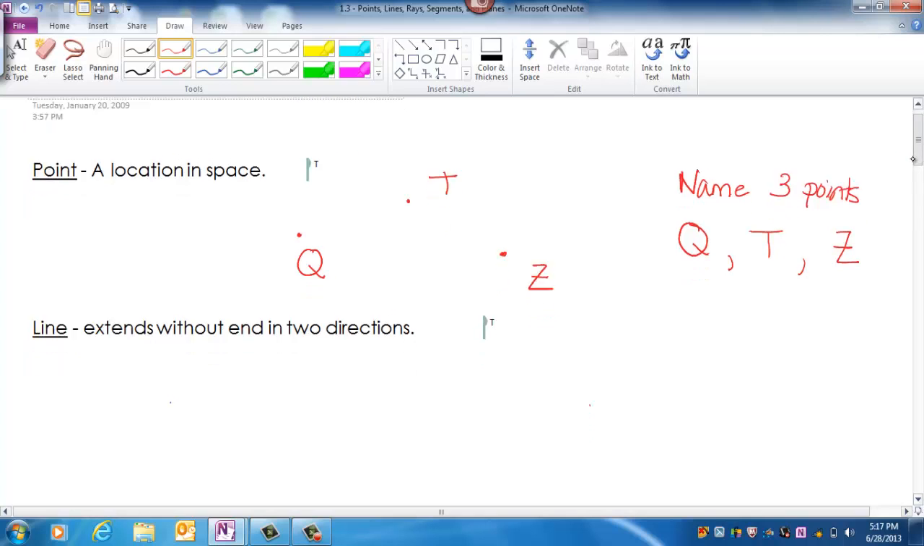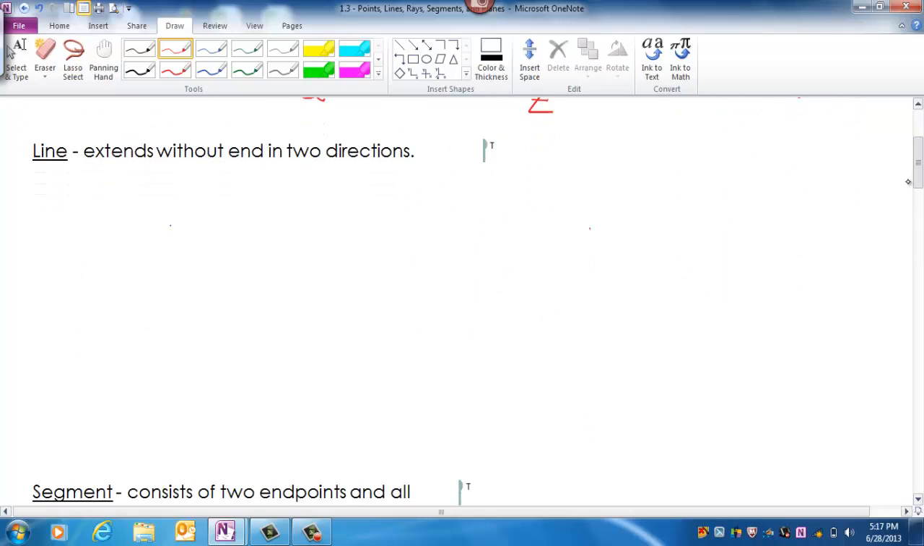The next definition is a line. And I think everybody knows what a line looks like. So we could just draw a line on this paper. It extends without end in both directions. So to show that it's going to go forever in both directions, we're going to put an arrow at each end. And then a line is just made up of an infinite number of points.